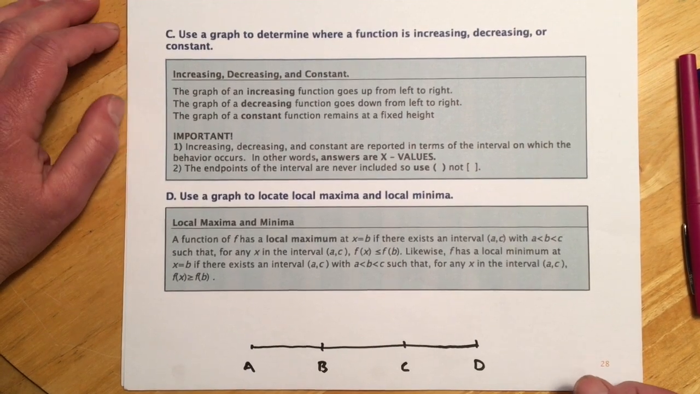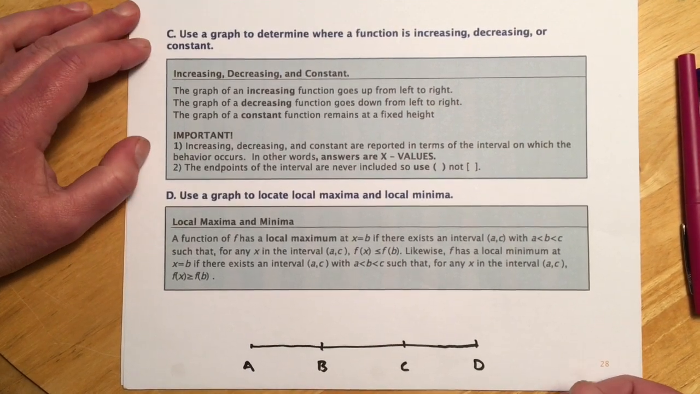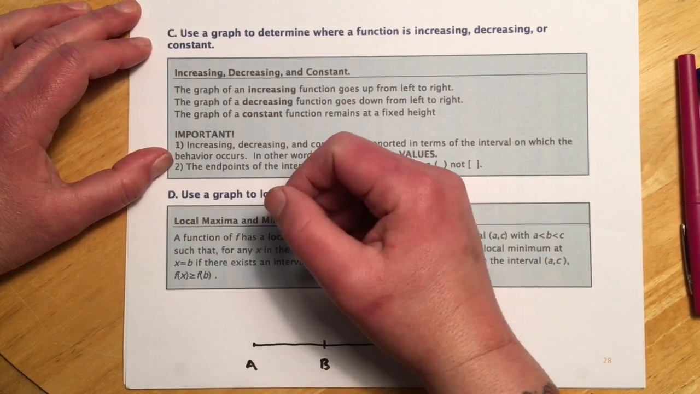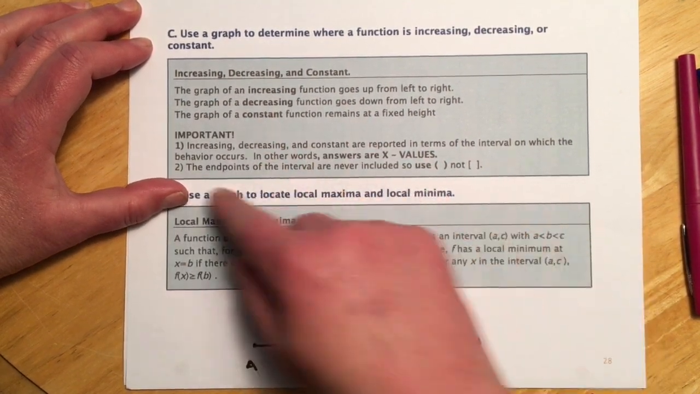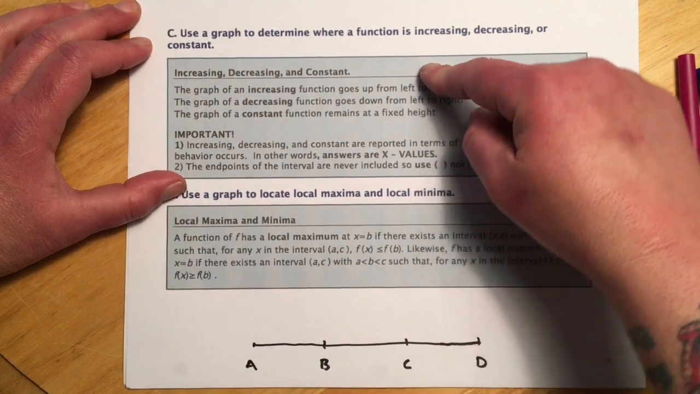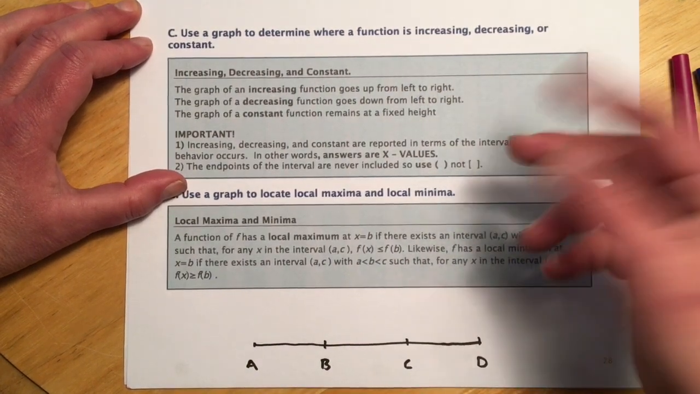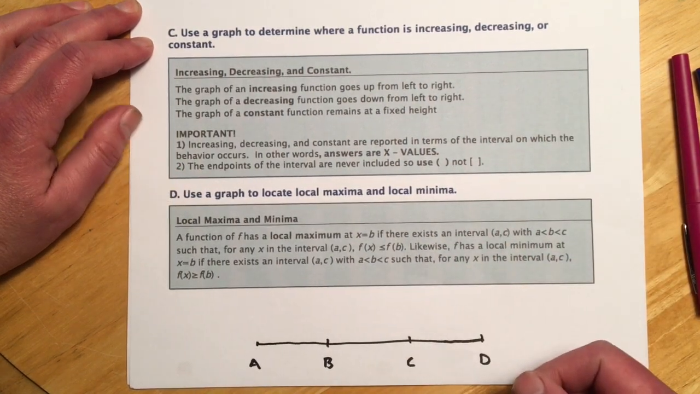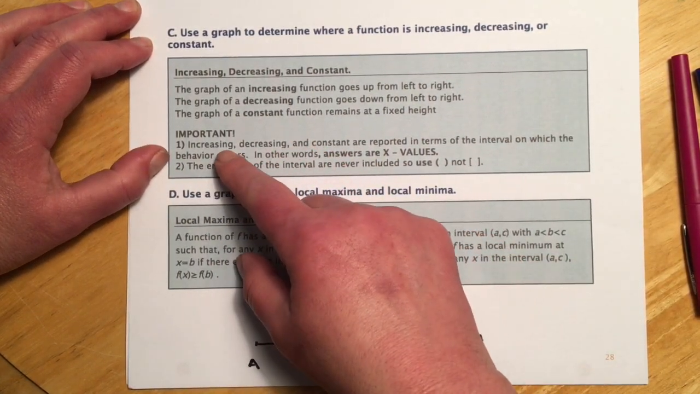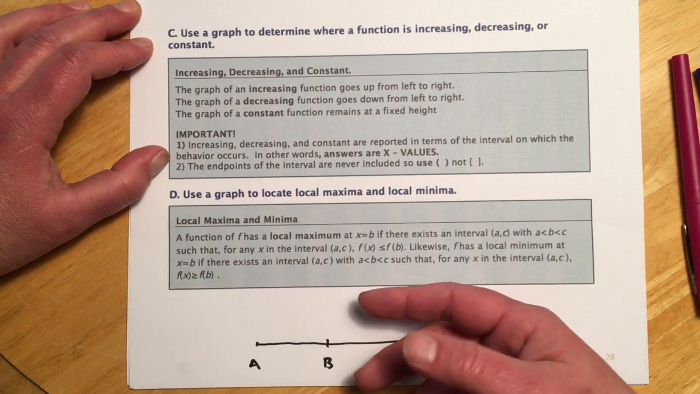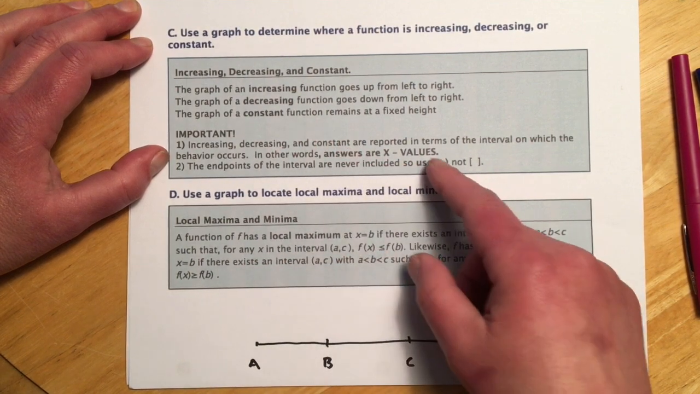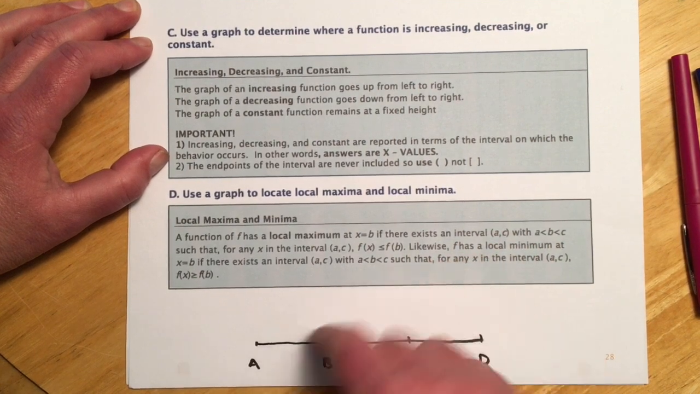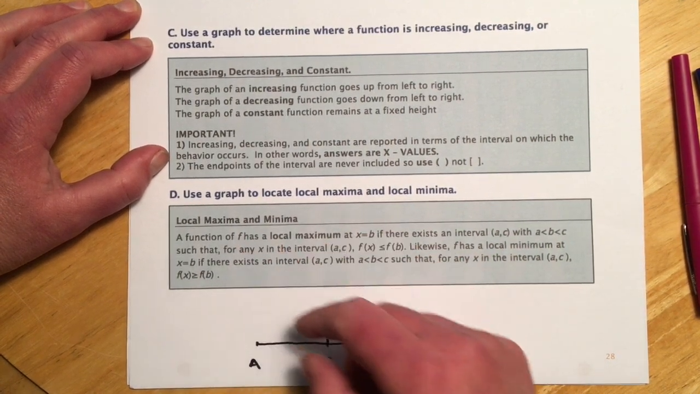So our last topic was regarding the behavior of graphs, and it's increasing, decreasing, constant. Basically, a graph is increasing if, as you're going left to right, it's going up, and decreasing if it's going down, and constant would just mean it remains at sort of a fixed value. Where people have some trouble with this is in terms of how to write the answers. So increasing, decreasing, constant are reported in terms of the intervals in which the behavior is occurring. In other words, the x values, not the y values.